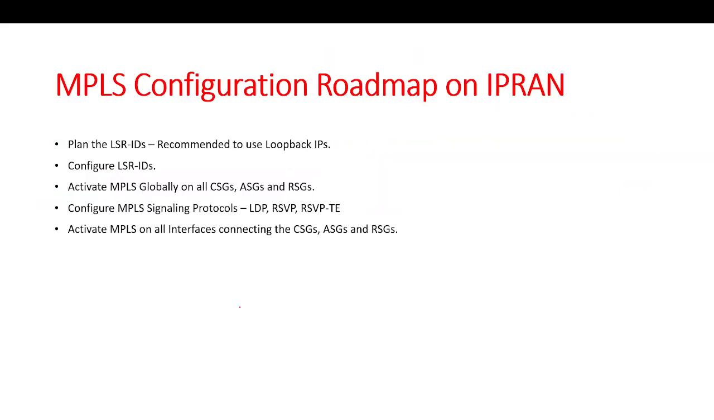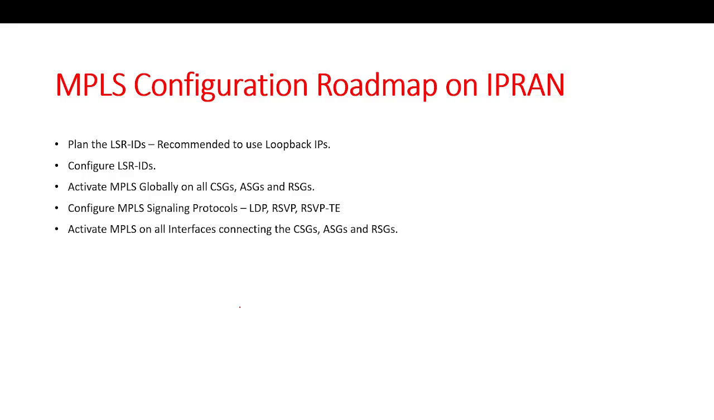So for the configuration roadmap, remember you still need to start by designing the IP addresses. You need to start by designing your IGP, ISIS, which we've already discussed. You need to configure the IGP, you need to configure BGP, and then you can now deploy MPLS on the network. So on MPLS, we have what we are calling the LSRs.